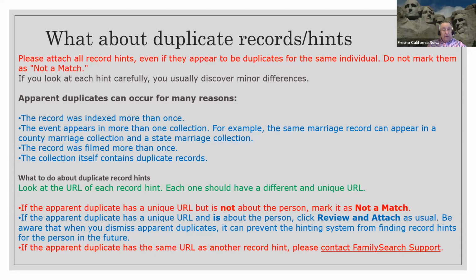Now, if the apparent duplicate really has the exact same URL as another record for that person, then contact FamilySearch and let them resolve the issue. So the only time you're going to mark not a match is if you find a hint and it's not really for this person. And that can happen.